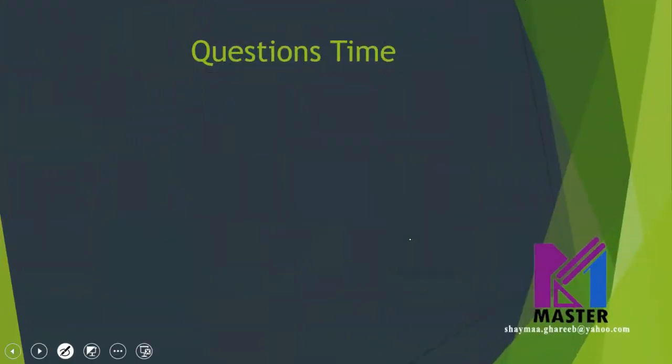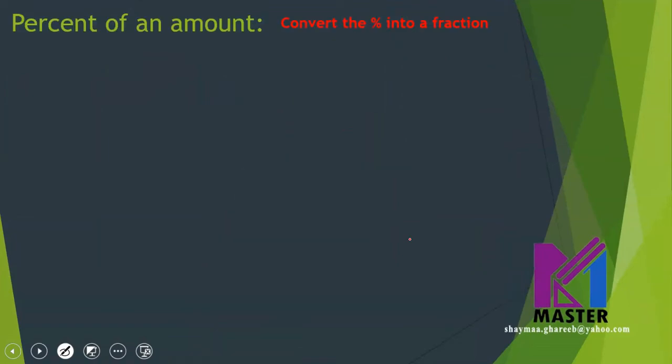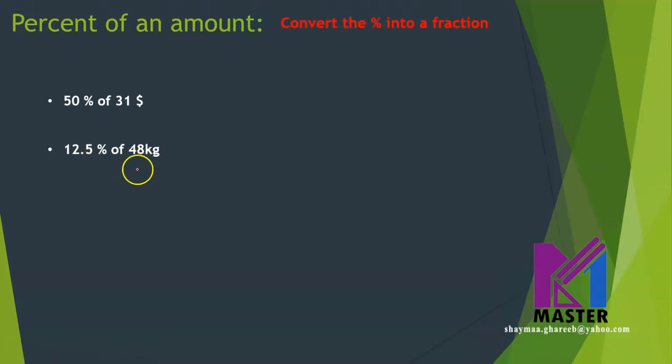Now it's our questions time. Are you ready? Let's start. So, first question is 50% of $31, 12.5% of 48 kilograms, 80% of 45 kilograms, and 90% of $60.